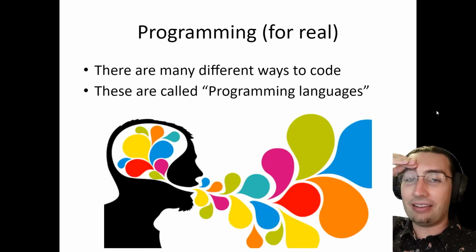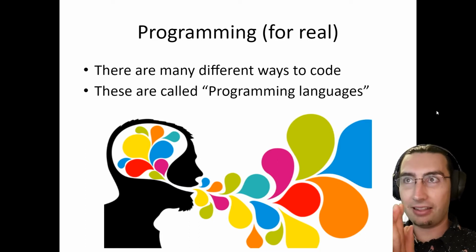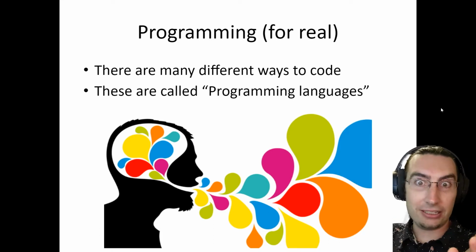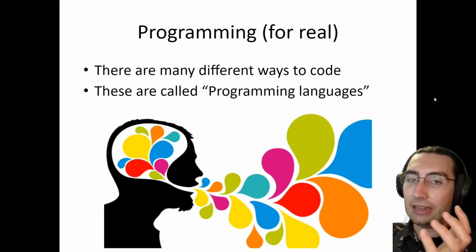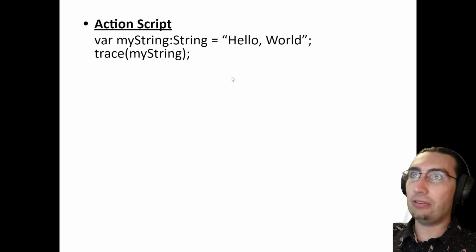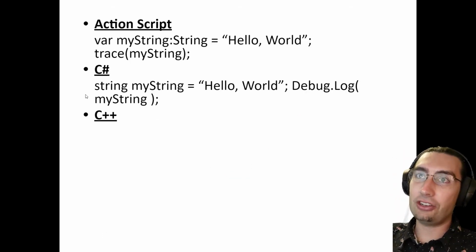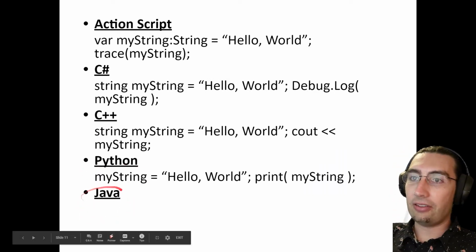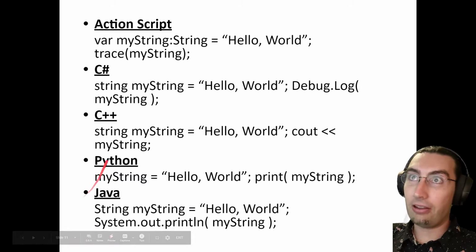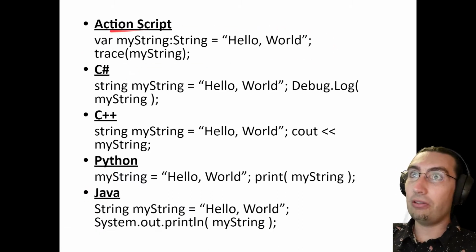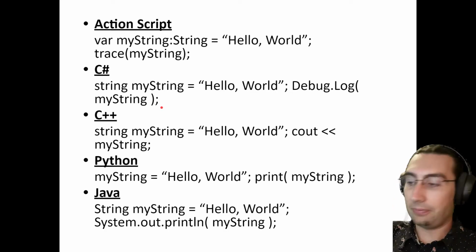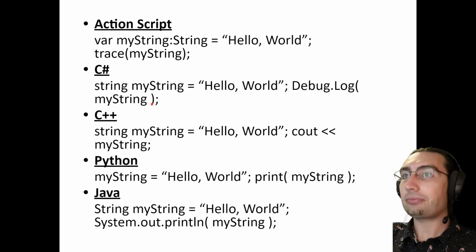Programming can be done many different ways, and these different ways to do programming or coding are called programming languages. So it's just like speaking different languages. For example, ActionScript is one, C# is one, C++ is another, Python is another, and Java is yet another way to code. And all of these bits of code are basically telling the computer to do the same thing, which is to print on the screen "Hello World" to show it on the monitor.